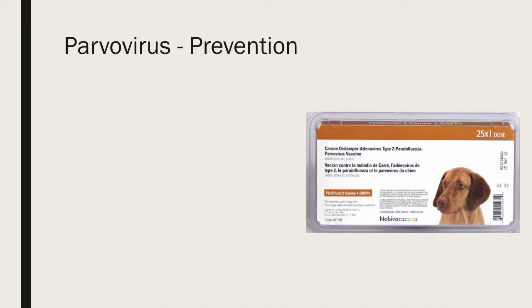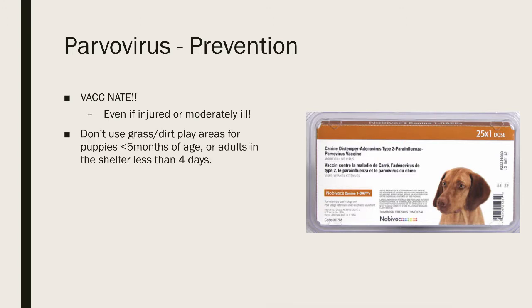All right. So prevention. How do we prevent parvovirus, guys? Vaccinate, vaccinate, vaccinate. Even if they're injured or moderately ill, the immune response to parvovirus vaccination via modified live can start working very quickly, especially if a dog doesn't have maternal antibodies interfering.